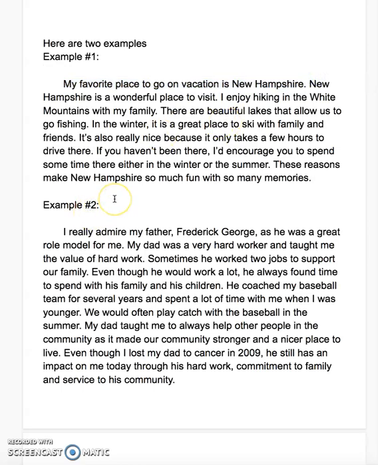So all these support this main idea. I have another example, and this example is an answer to the question, who would you write a paragraph about, someone that you admire, someone that you look up to. Okay, so I chose my dad. So here's the topic sentence. I really admire my father, Frederick George, as he was a great role model for me. In the first sentence, I'm admiring my father as he was a great role model for me. So he was a good example for me.